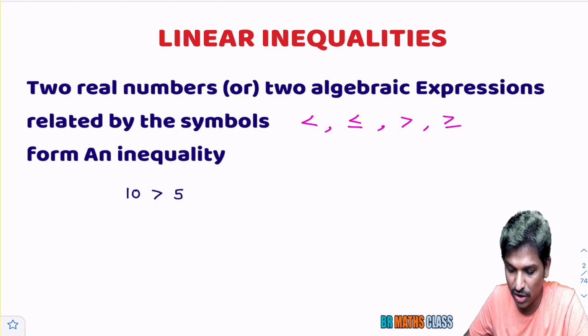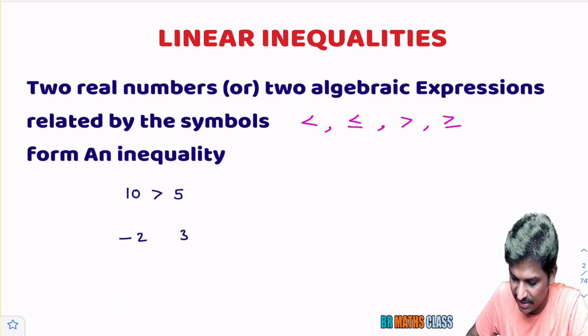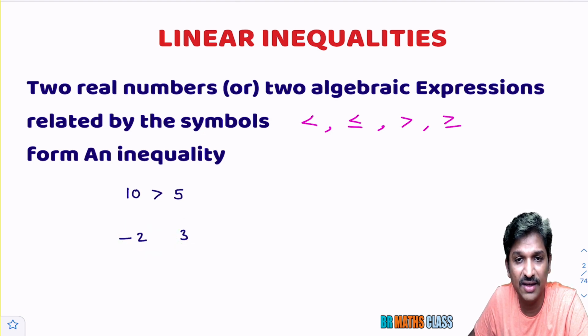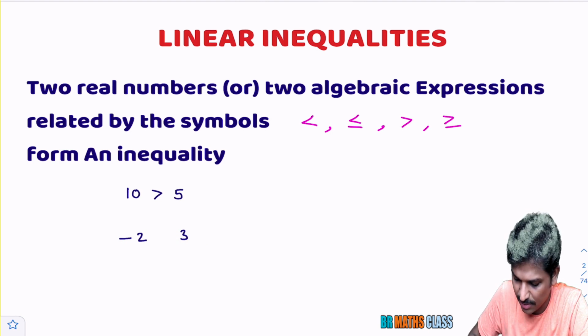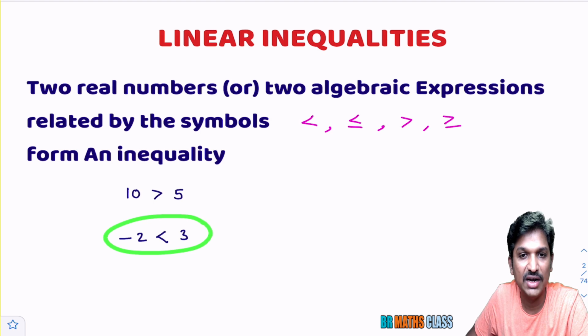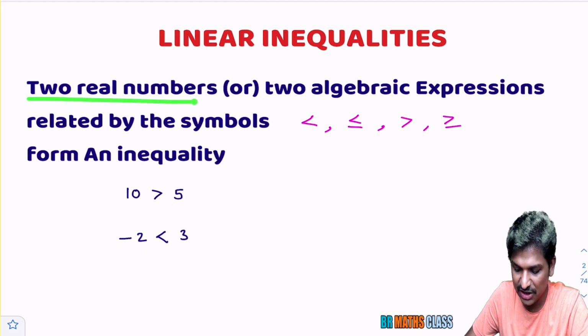Now I'll write one more inequality. You observe, I consider two real numbers, minus 2 and 3. These two real numbers are related by what symbol? What is the relation between these two numbers? Minus 2 is smaller than 3, so I'll write the less than symbol: minus 2 less than 3. This is an inequality. Here you observe I explained with two real numbers.